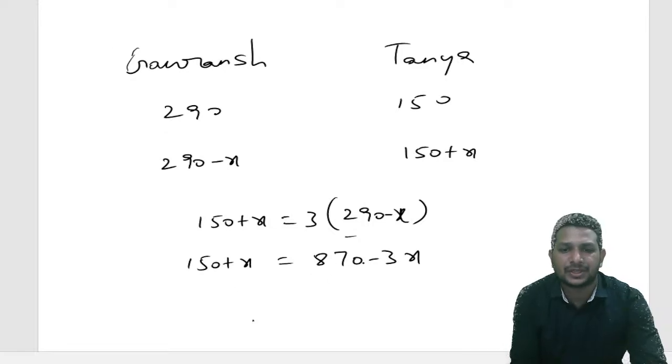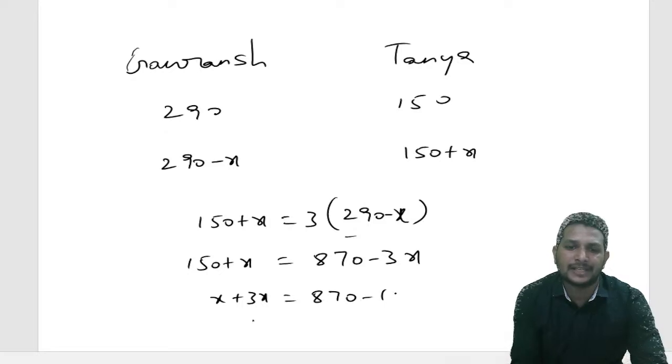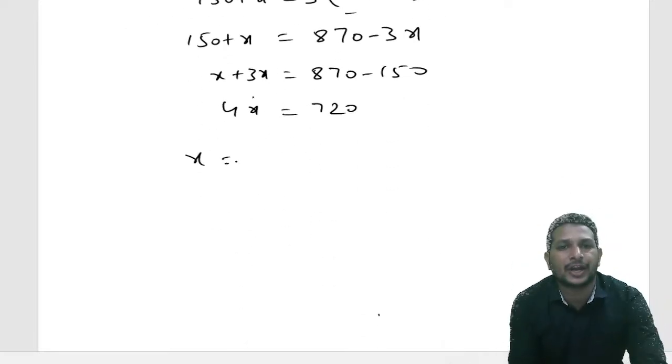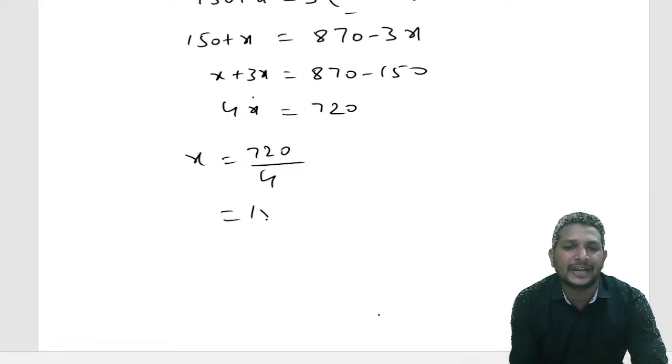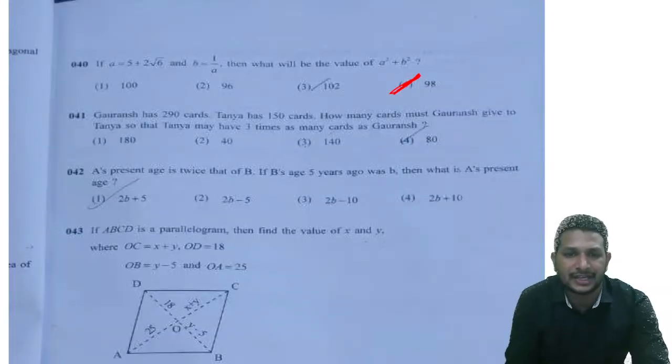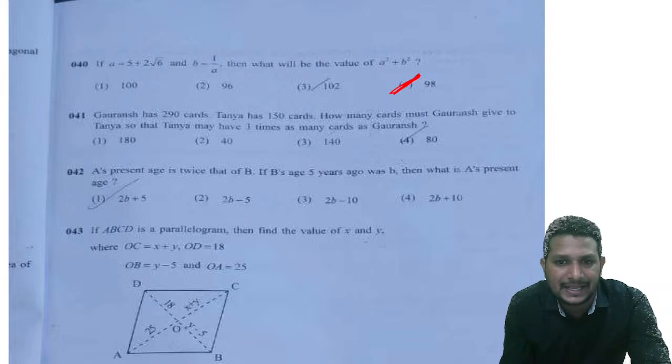Shift the like terms, x plus 3x becomes 4x, 870 minus 150. 4x equals 720. So the value of x we got as 720 by 4, which is 180. So the answer for this question is 180, which is nothing but option 1. So the number of cards she needs to share is 180. How many cards must Gauransh give? 180 cards, option 1.